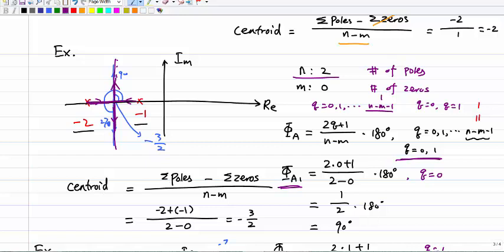The centroid here is the sum of the poles minus the sum of the zeros, divided by n minus m. So the poles are -2 and -1. So I'll give you an example: -2 plus -1, and the zeros are gone, there are no zeros, right? So n minus m is 2. So it's -2 plus -1 divided by 2, which is -3 over 2. It's just in the middle.